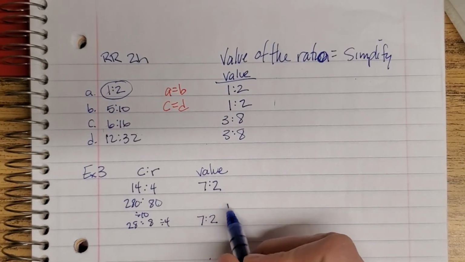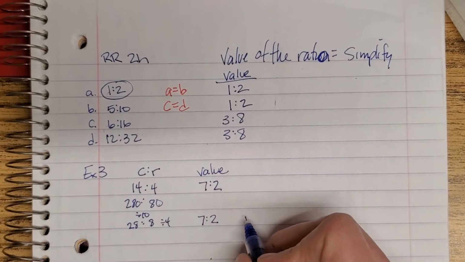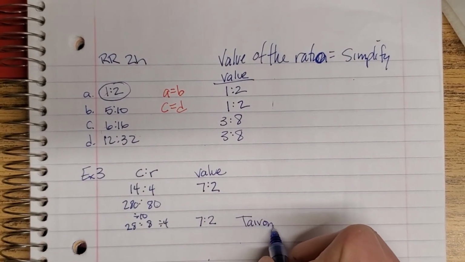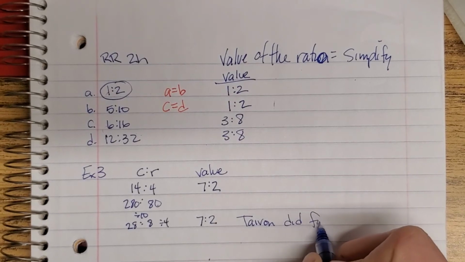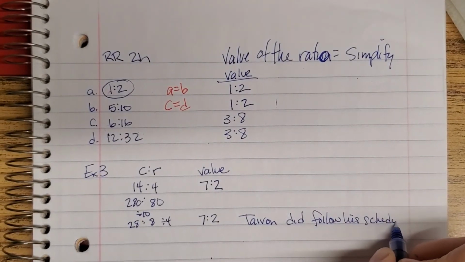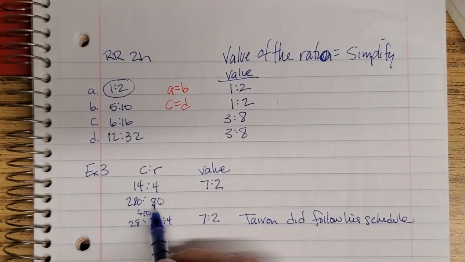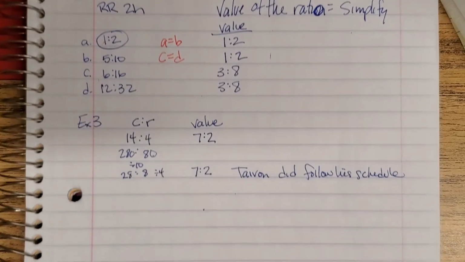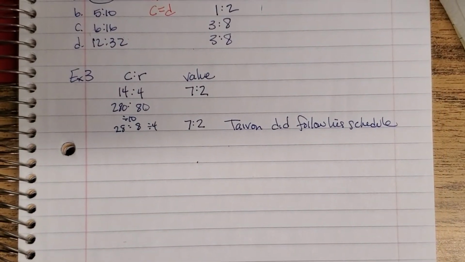Are their values the same? Yes. That means Tavon did follow his schedule because his 280 miles to 80 miles matches this value. That means he was following his training schedule.